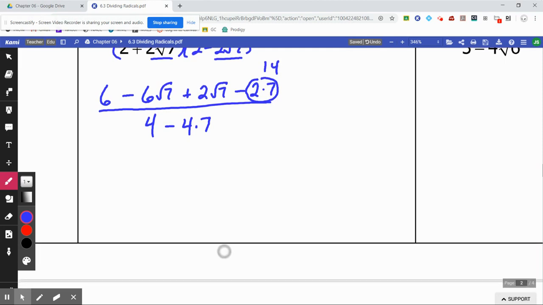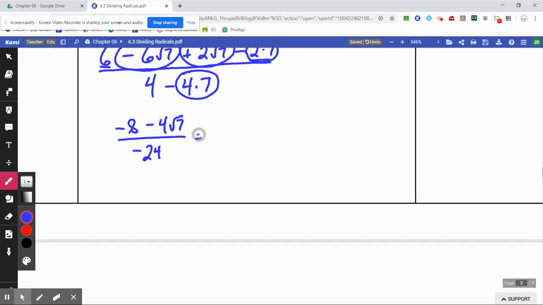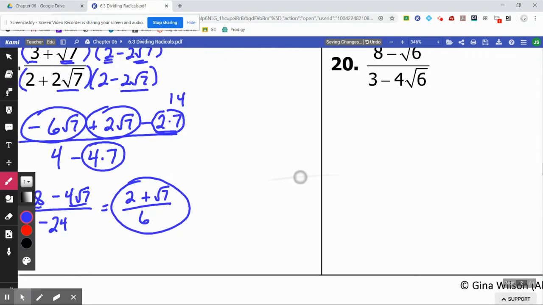So your like terms would be a 6 minus 14, which is a negative 8. Negative 6 root 7 plus 2 root 7 would be a negative 4 root 7. On bottom you have 4 minus 28, which is a negative 24. Now, if you can find a number that divides into all these, now notice they're all negative, so let's divide them by a negative and divide them by a 4. So negative 4 into this gives you 2, negative 4 into this cancels and leaves you with a positive root 7. And on bottom, negative 4 into negative 24 goes 6 times. So that's a cleaned up version.